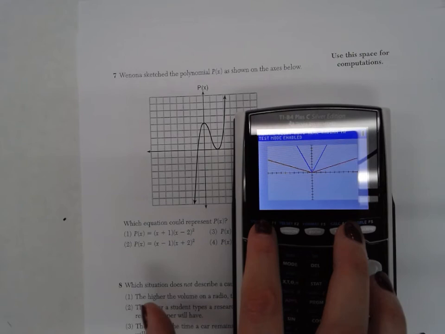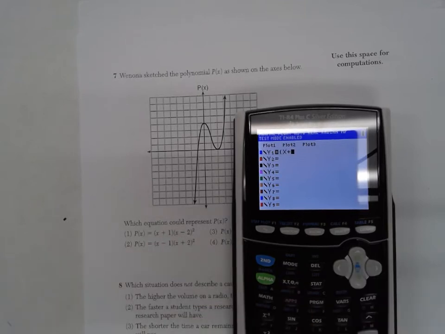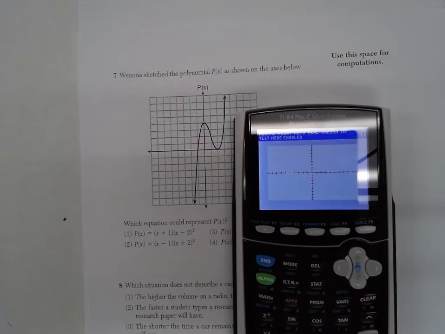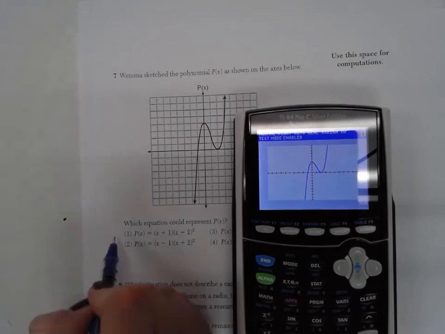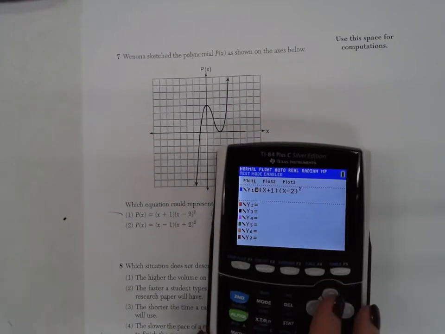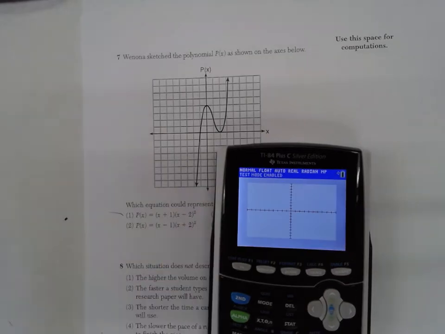Go back to y equals. I'm going to clear all this out. I'm going to type in choice 1: x plus 1, x minus 2 squared. So here's choice 1. I'm going to put it on my calculator and see if it looks like what's on the paper. Wow, that looks almost exact. So that's what I'm thinking is my choice. I'm just going to check the other ones just to see if anything is different. Notice for choice 2, I'm going to change that to a minus, change that to a plus, see what happens. Okay, it's not that one.